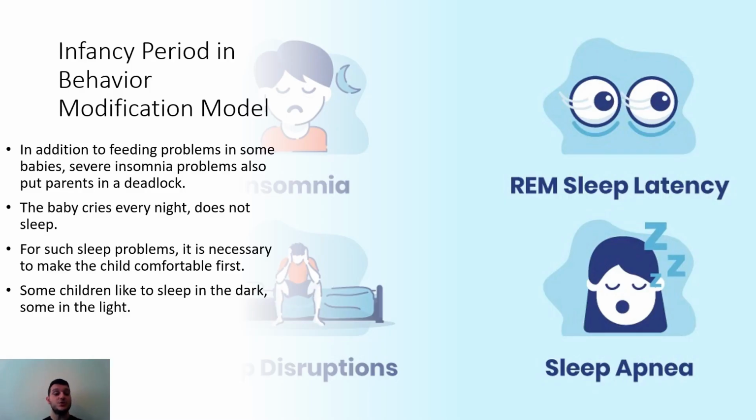In addition to feeding problems in some babies, severe insomnia problems also put parents in a deadlock. The baby cries every night and does not sleep. For such sleep problems, it is very necessary to make the child comfortable first. Some children like to sleep in the dark, some in the light. It has been observed that some children hug their quilts tightly and can only sleep when their tops are tightly covered.